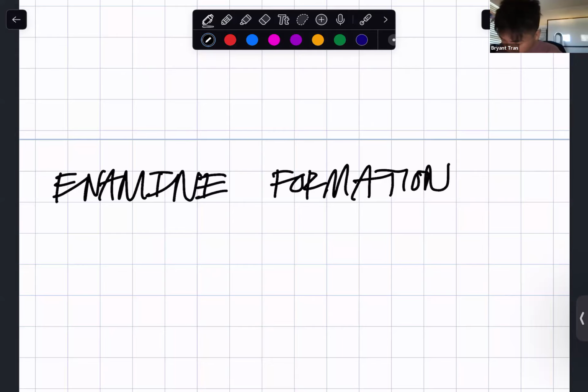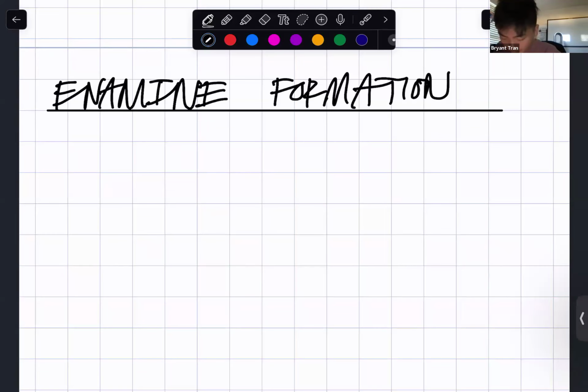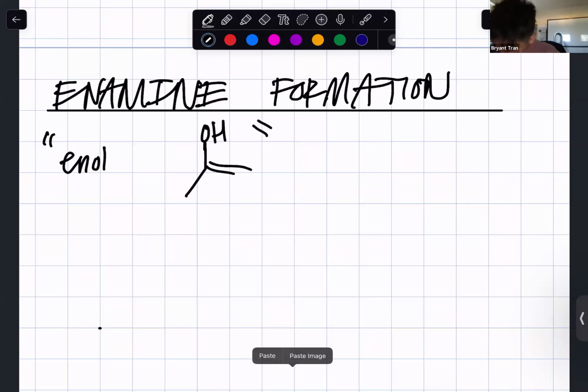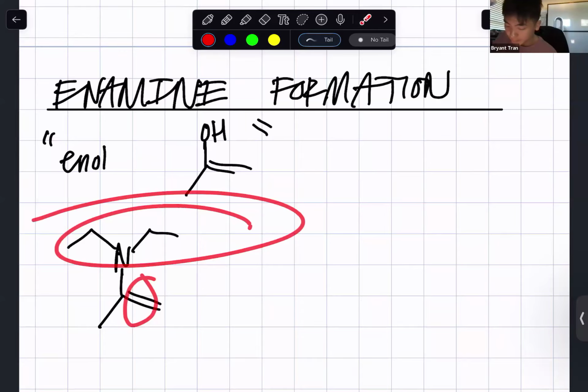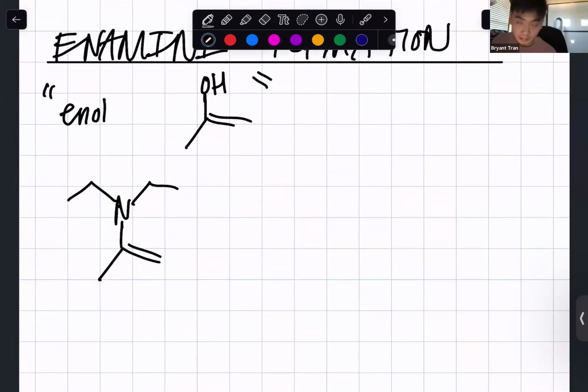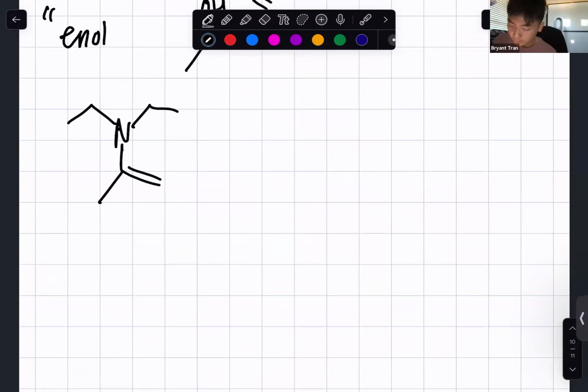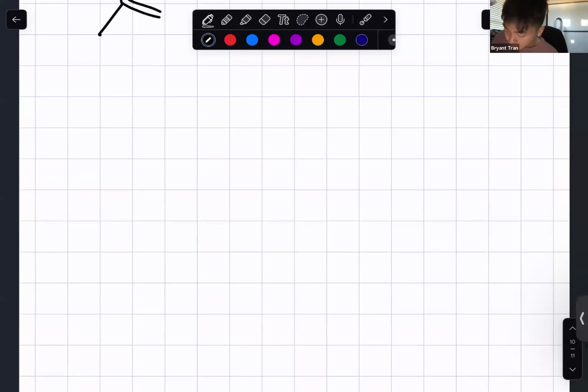Okay, so for enamine formation here, an enamine is similar to an enol. An enol was an alkene next to an alcohol. An enamine would be an alkene next to an amine. But this amine here will have no protons. It will be a tertiary amine when we form this right here, right? We have an alkene next to this tertiary amine right here. So that will give you a clue of what the reagents will be. We will have a secondary amine, right?